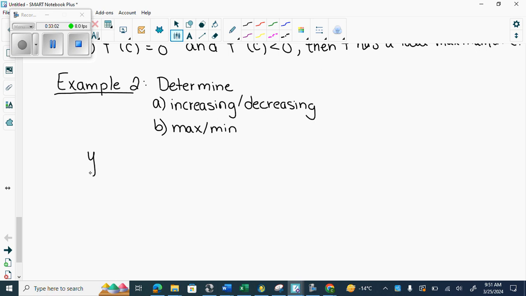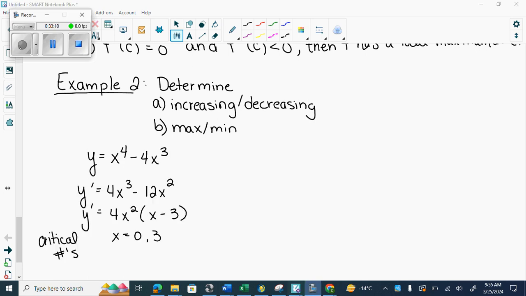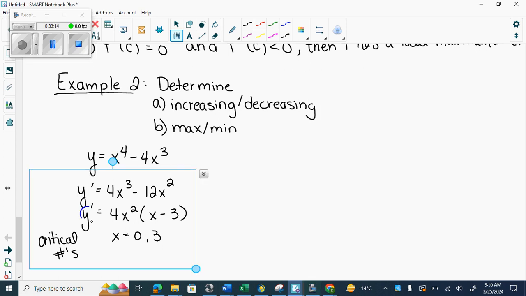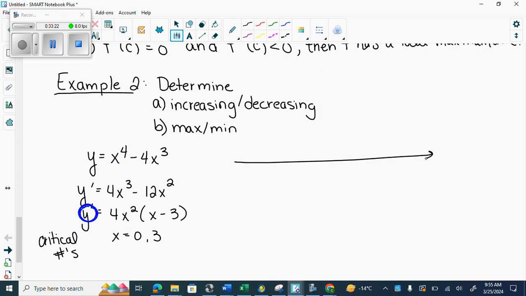Which is y equals x to the 4 minus 4x cubed. Okay, so we take the first derivative of it, we plug in 0 to get our critical numbers. We get them at 0 and 3. We know that this is a degree 4 function, so we know its domain is from negative infinity to positive infinity. We know we have 0 and 3 as our critical numbers.